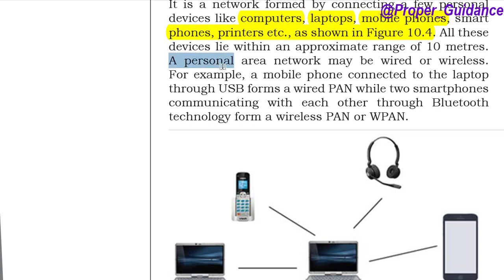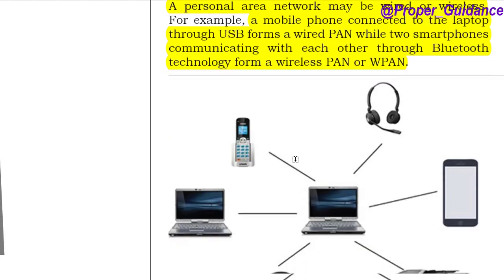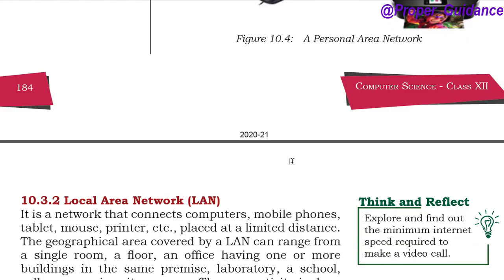A personal area network may be wired or wireless. For example, a mobile phone connected to a laptop through USB forms a wired PAN, while two smartphones communicating with each other through Bluetooth technology form a wireless PAN, or WPAN. Okay, so this is our first point.